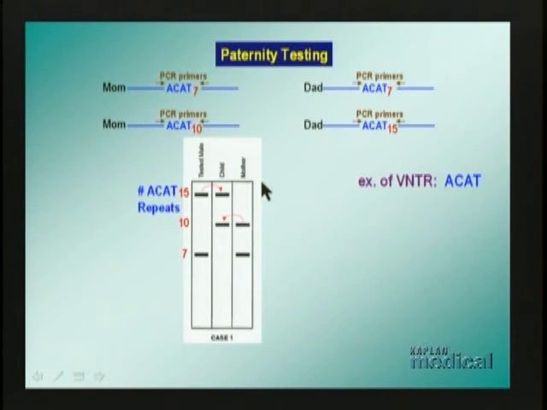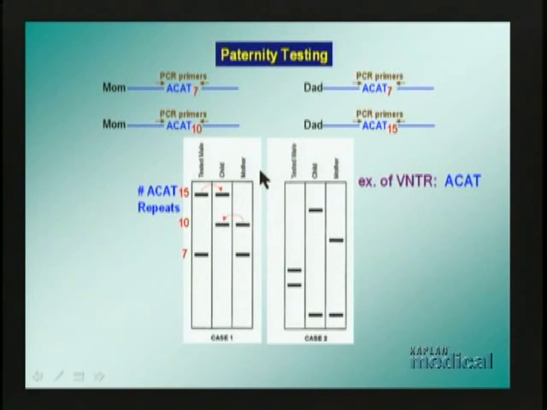This is another diagram in your book. Let's assume it's the same VNTR, ACAT. So again, the way you do these things, you start with the child and say which band in the child came from the mother. So you look at the child band and say which band came from the mother. It's this band down here. And then you look at the other band in the child and say, did the tested male have that band? And the answer is no. So what's the conclusion? The conclusion is this tested male could not be the father of this child.